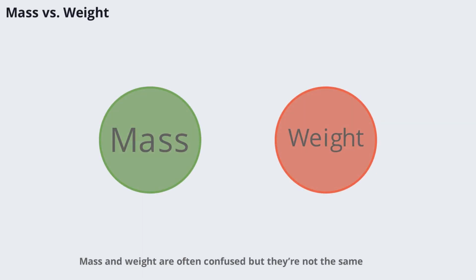Mass and weight are often confused, but they're not the same. Mass is the amount of matter in an object and doesn't change, no matter where you are in the universe. Weight, on the other hand, is the force of gravity acting on that mass. It depends on both the mass of the object and the strength of the gravitational field.